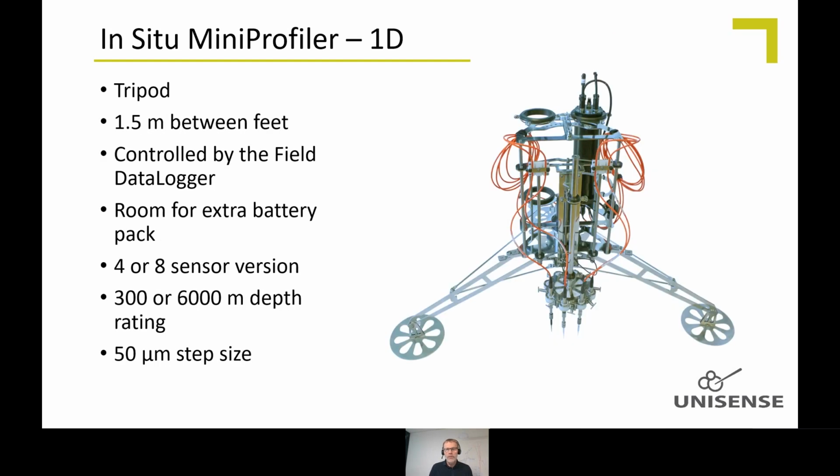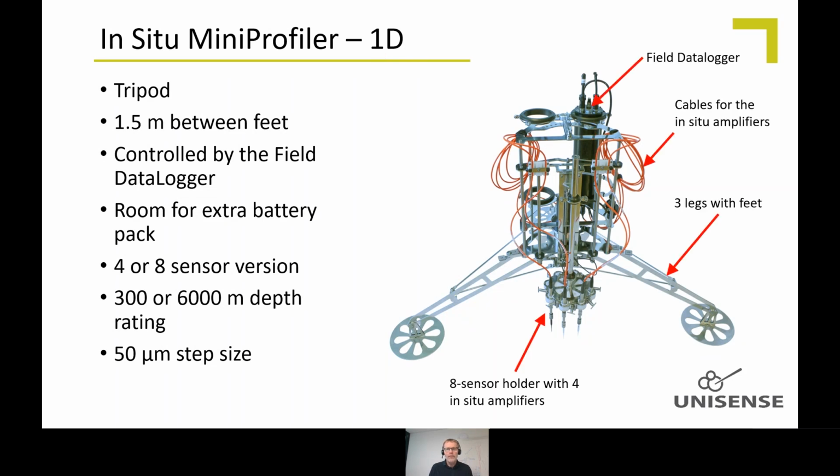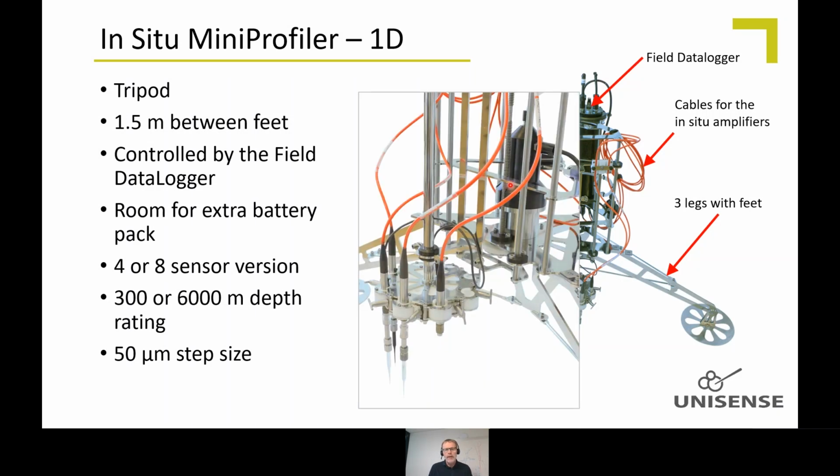It comes in 3 different versions. The basic version is the one-dimensional version, which you see here. It has the field data logger, which is the brain of most of our in situ instruments. It has the sensor holder here with room for up to 8 sensors. We make them generally in a 4 or an 8 channel version. It has these 3 feet, so it can stand safely on the sediment. There is a motor located in here, I think you can see it here, which can move the sensor holder and the whole central unit up and down in steps down to 50 micrometers. So you can do fine profiling with this instrument.